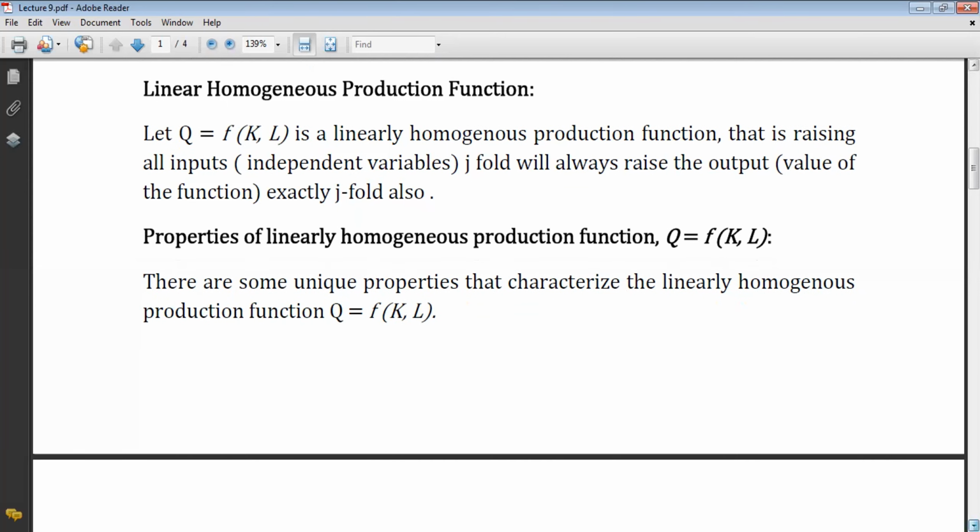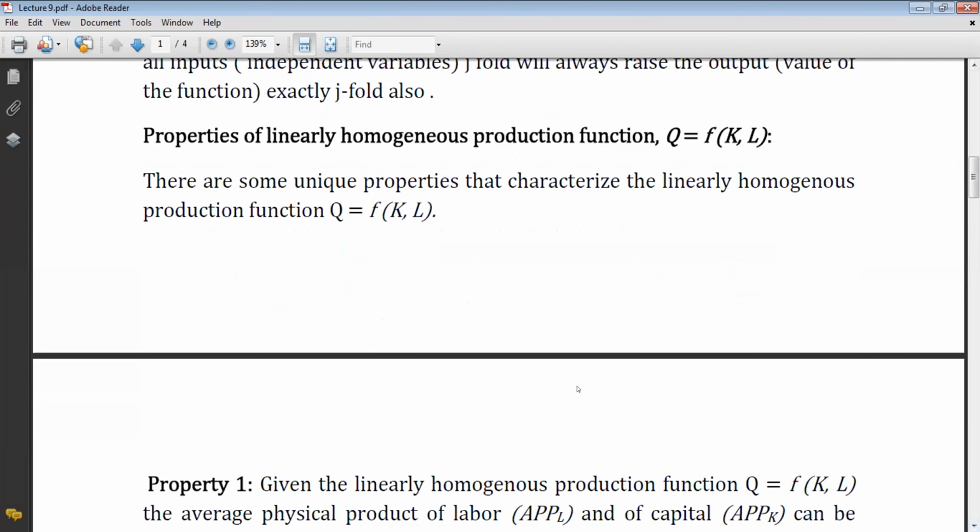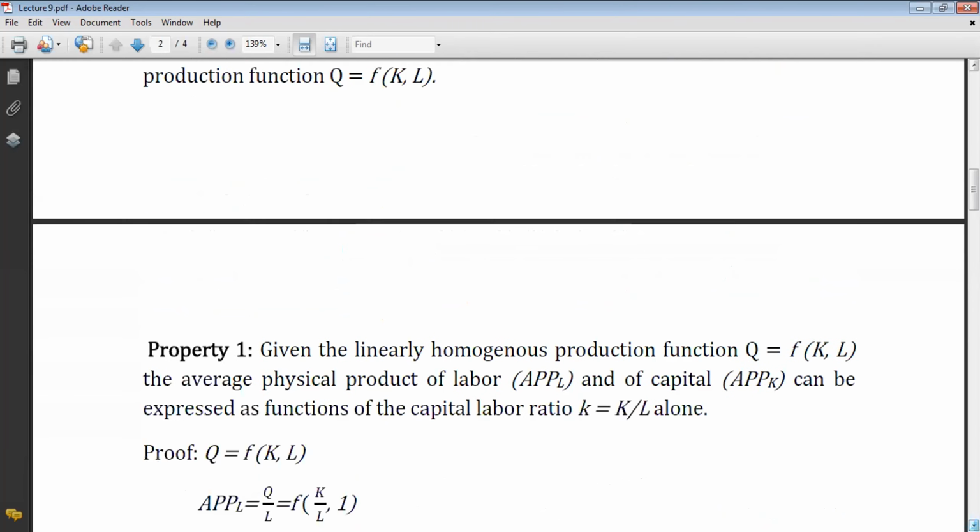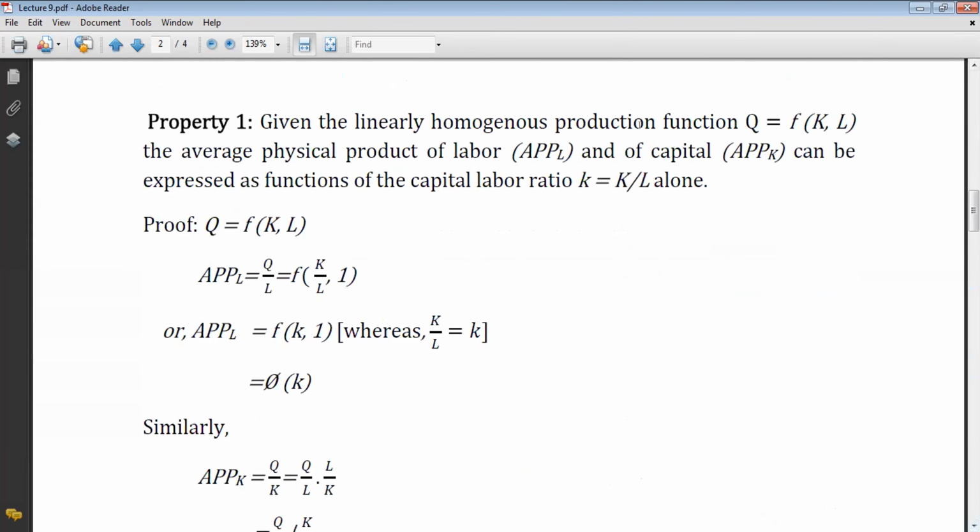So we have to see the properties of linearly homogeneous production function here. There are some properties. The first property is, given the linearly homogeneous production function, Q is a function of K and L, the average physical product of labor and of capital can be expressed as a function of the capital labor ratio. So what is the average physical product of labor? How can we get average physical product of labor? Can you tell me?